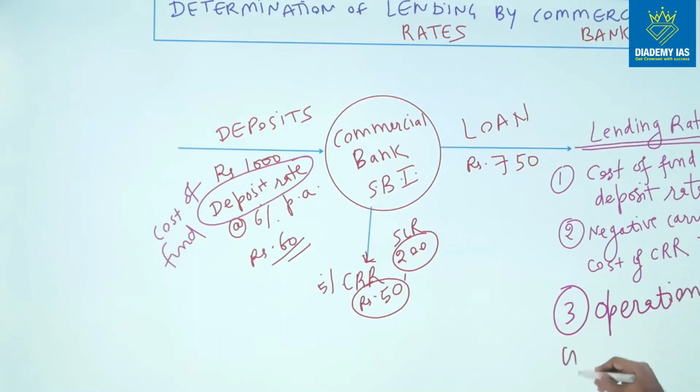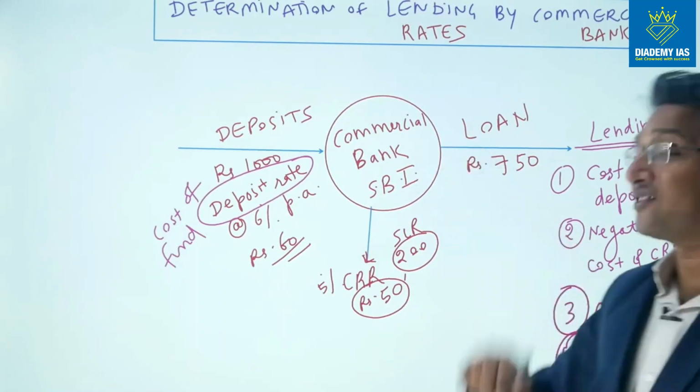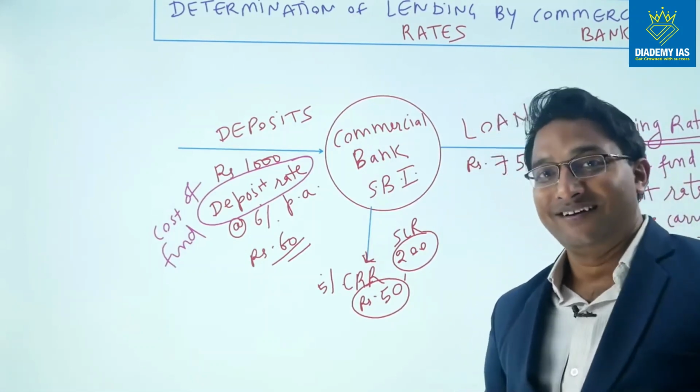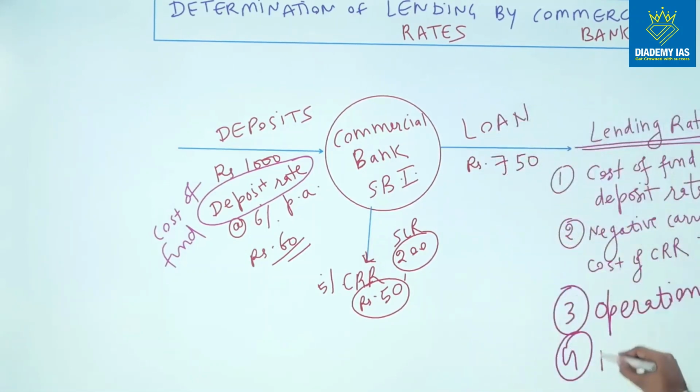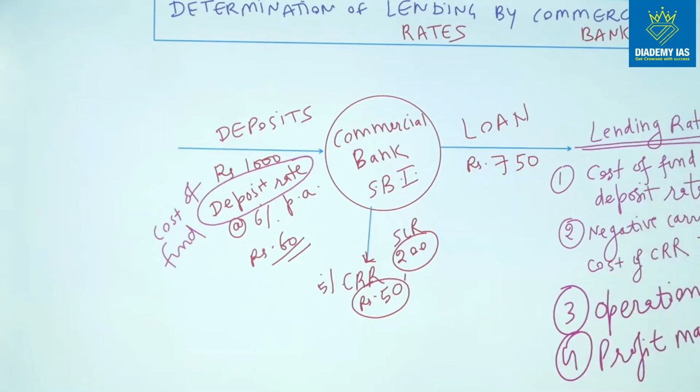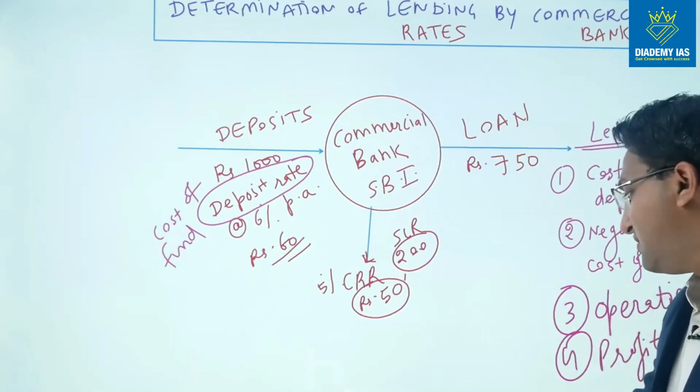And at the last, this bank is commercial. That means the main motive of the bank is profit making. So some amount of profit margin will also be added in this amount. So can you see there are four major components. First is the cost of fund or the deposit cost. Second is the negative carrying cost of the CRR. Third is the operational cost, and fourth is the profit margin.